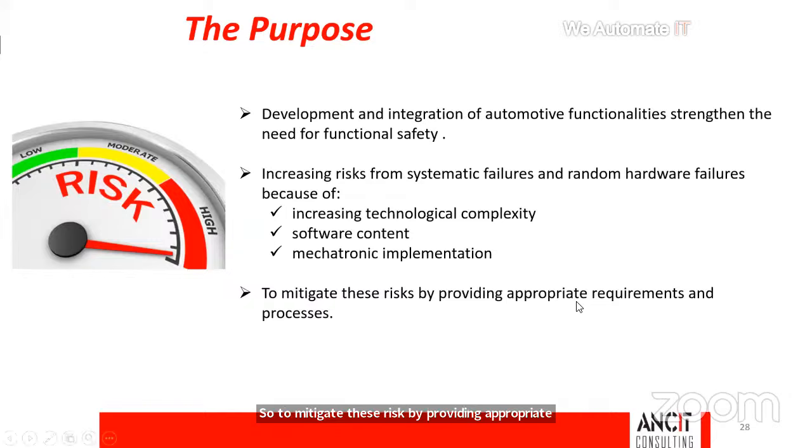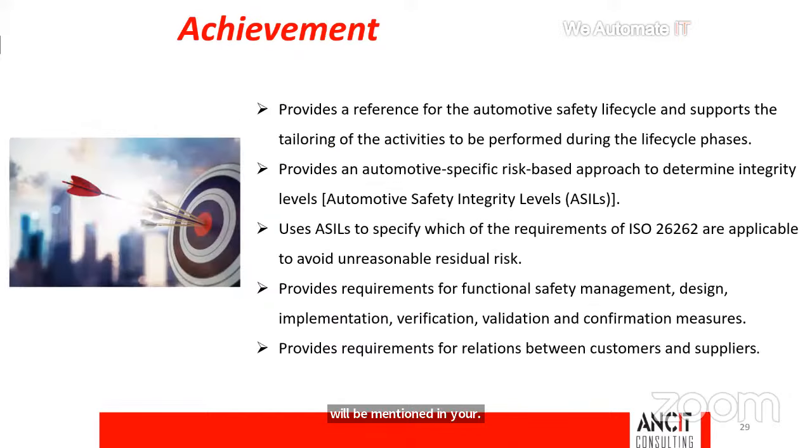Whenever you are going to develop some kind of project or product, you need to write a very brief requirement so that everyone in the team is able to understand the exact requirement, and if any risk is associated with the product, how we are going to mitigate it. All those things will be mentioned in your documentation. So by using this ISO, what can be achieved? It provides a reference for the automotive safety life cycles and supports the tailoring of the activities to be performed during the life cycle phases.